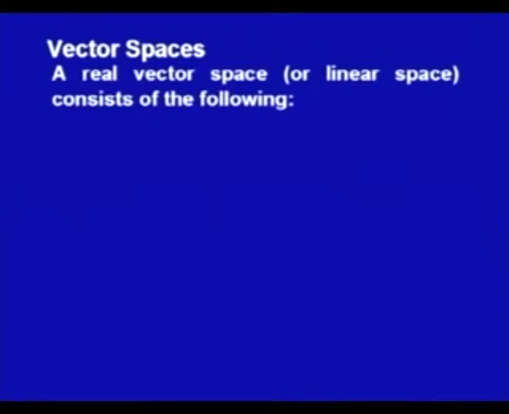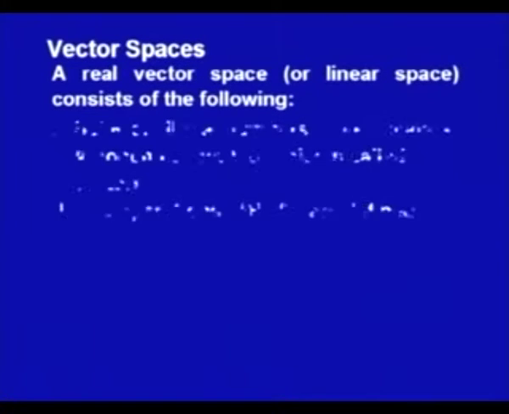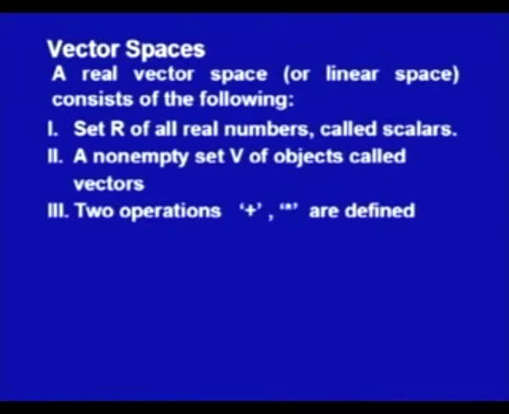We start with the definition of vector spaces. Now, vector spaces, sometimes called linear spaces, consist of the following. The first is the set of real numbers, which we call scalars, a non-empty set V of objects or vectors, and two operations defined on them, plus and star. They are defined as follows.